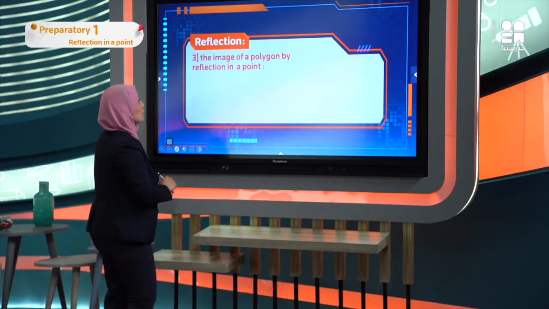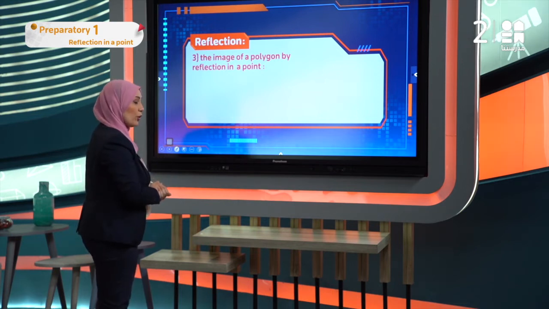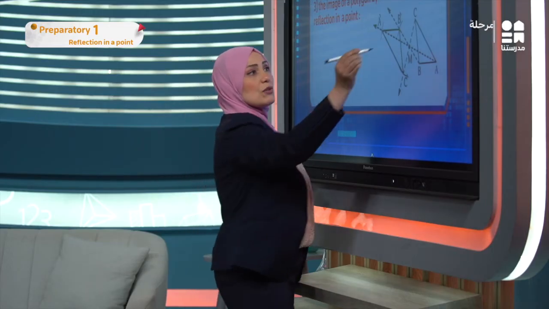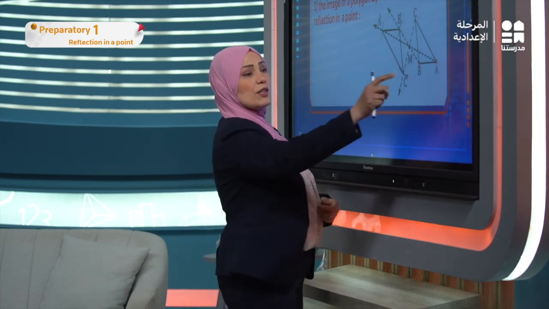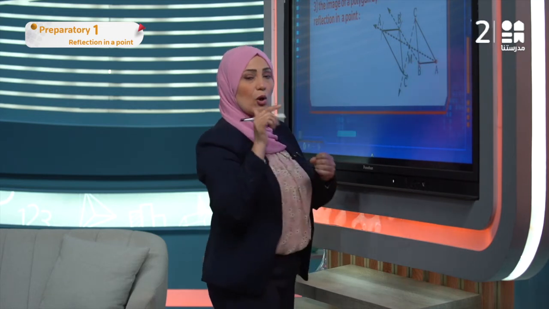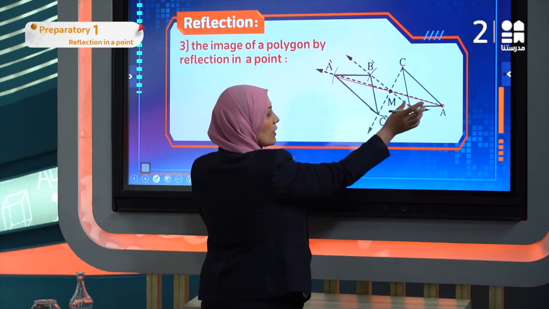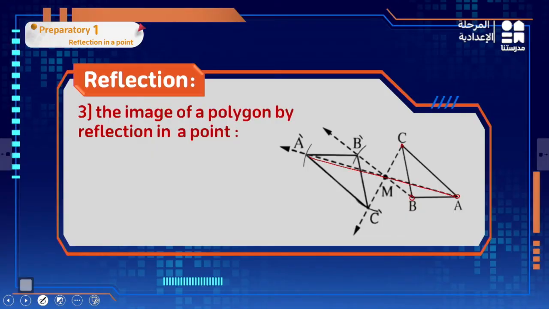Next. The image of a polygon by reflection in a point. Also, we will do exactly the same for each point. Imagine there are 3 points, A, B, C. Here I have a triangle. I need to make the image for each point of them. So the first step is always the ray, then the compass, radius AM, put the center on M, then draw the image. The same for B and C, then match between the images A dash, B dash, C dash.